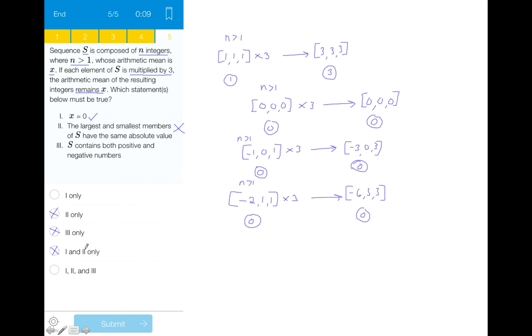Now, we already know that by proving that statement 2 is incorrect, answer choice E is also incorrect, but it's still best, if we have time, to disprove statement number 3. Statement number 3 says that sequence S contains both positive and negative numbers. And this one's very easy to disprove because we already have a sequence that is 0, 0, 0, and has a mean of 0, and when multiplied by 3 still has a mean of 0, so we can disprove statement 3. Therefore, we know that statement 1 is the only correct statement and that answer choice A is correct.